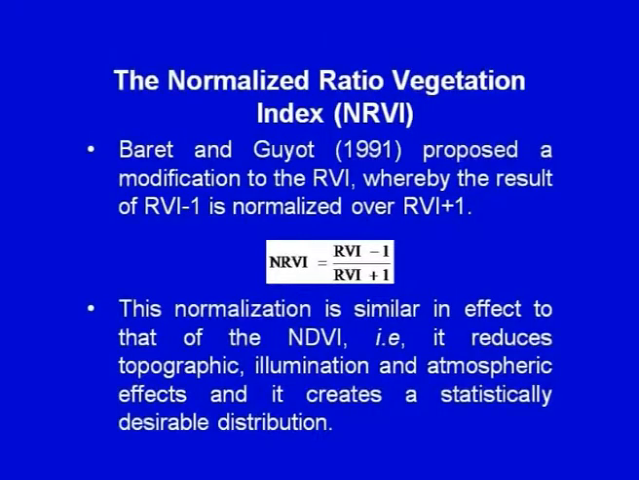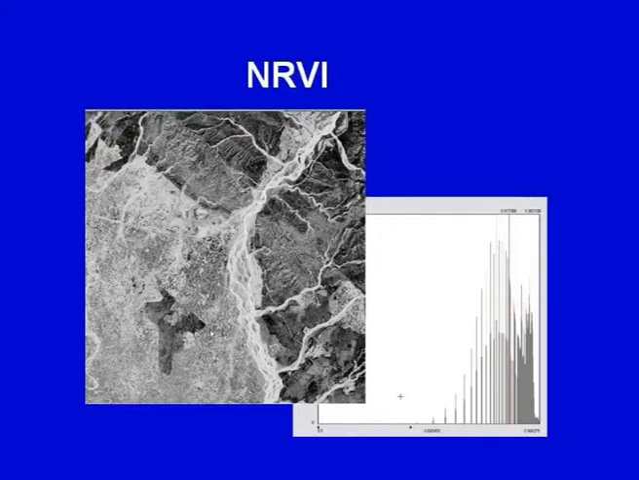The next indices is the normalized ratio vegetation indices, or in short known as NRVI. Well, Barrett and Guyer in 1991 proposed a modification to RVI, whereby RVI minus 1 is normalized over RVI plus 1. This normalization is similar in effect to the NDVI, that is, it reduces the topographic illumination and the topographic effects, and it creates a statistically desirable distribution. This particular slide shows the NRVI.